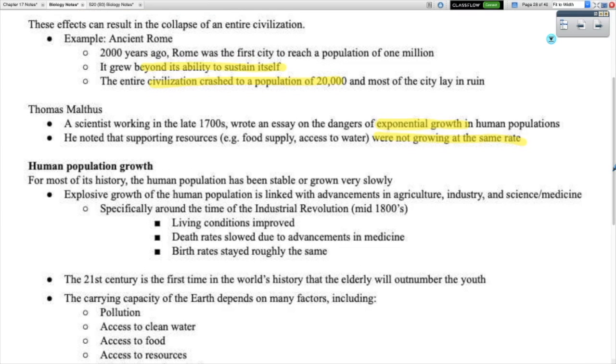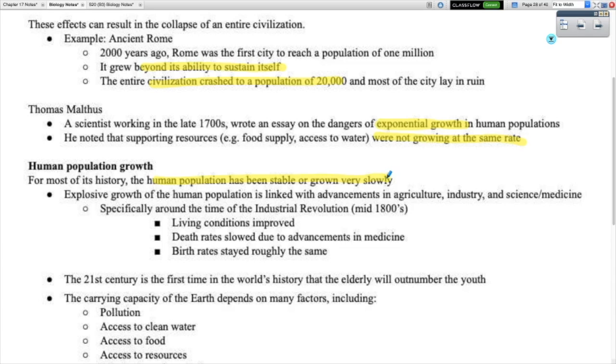So let's now take a look at the history of the human population. For most of its history, the human population has been stable or grown very slowly. So grown a bit, but for the most part, kind of sitting at a stable equilibrium. And then in about the last 200 years, the human population has exploded. I'm going to show you a graph in a sec that shows you what I mean. Okay. Why would that have happened? Why in the last 200 years would the human population have suddenly gone just off the charts?